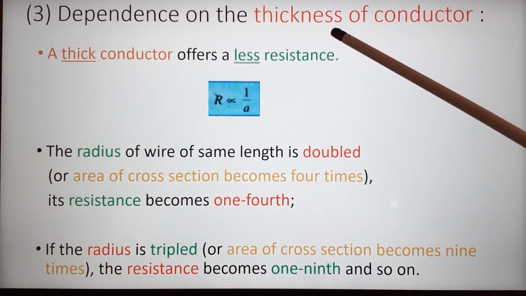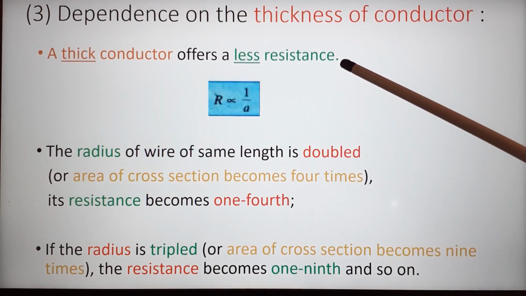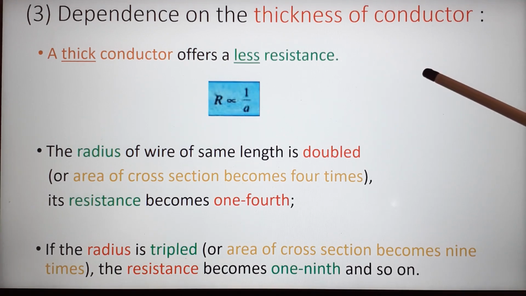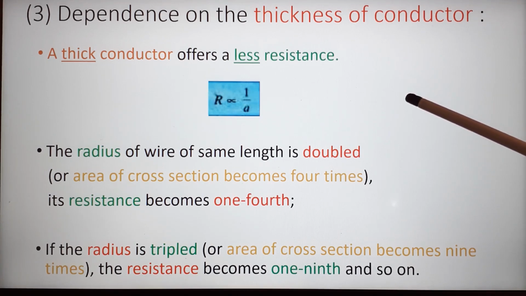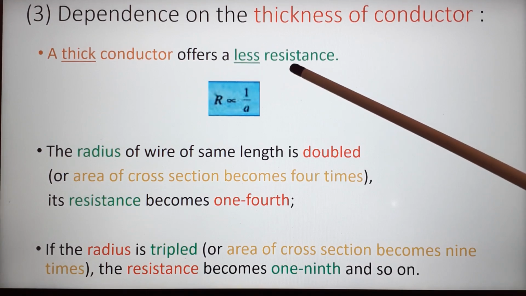The next factor is the thickness of the conductor. A thick conductor offers less resistance. Let's imagine we are taking two wires. One has less area of cross section, that is a thin wire, and one has more area of cross section, which is a thick wire. The amount of current which has to flow through both wires is the same, so the number of electrons will be the same through both. Definitely, in a thick wire there will be more space for electrons to flow compared to a thin wire. So, in a thick conductor, electrons can flow easily as they have more space, and a thick conductor offers less resistance.